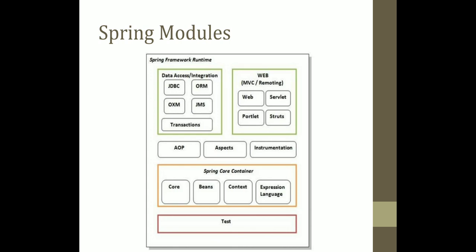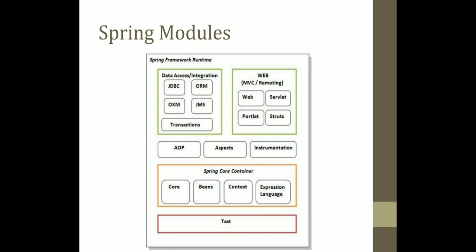Now the fourth layer, or we can say the data access layer, has the parts JDBC, ORM, OXM, JMS and transactions. Here we can see this. We'll see what these parts actually are in this Spring framework and what role they play. We are talking about the first part, that is JDBC. This module helps to avoid complex JDBC coding by providing a JDBC abstraction layer.